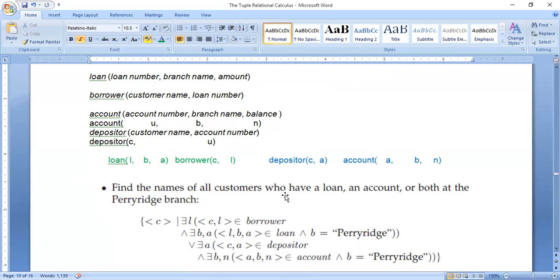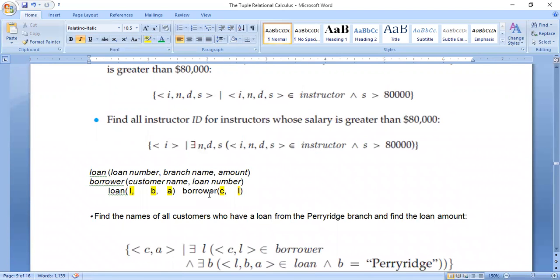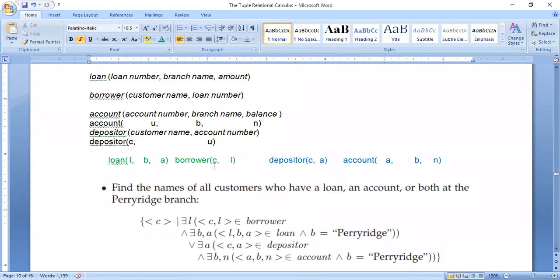Find the names of all customers who have a loan. So for loan, from the borrower we have customer name and loan number, and as we had done previously, for customer name and loan number we have used the variables C and L. And for loan we have used L, B and A, as we have done in the previous example.